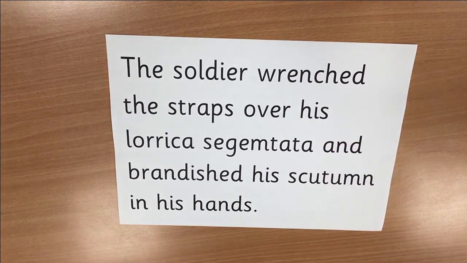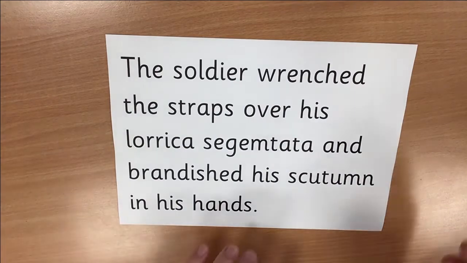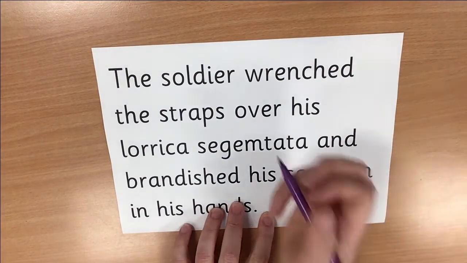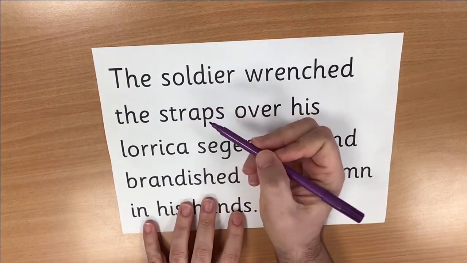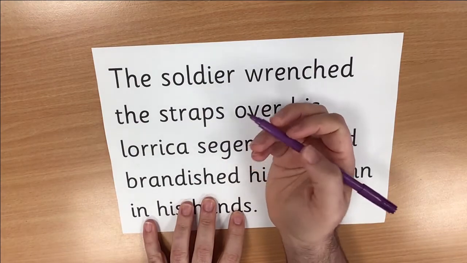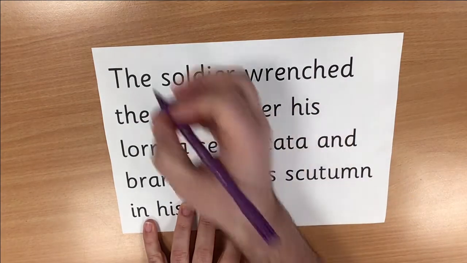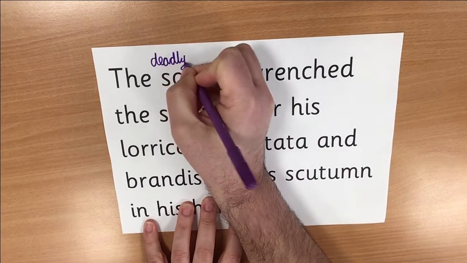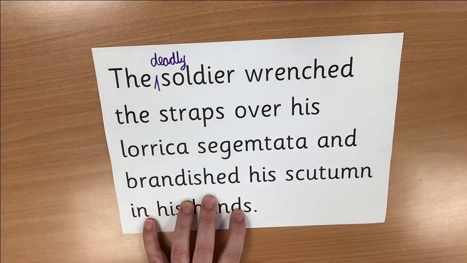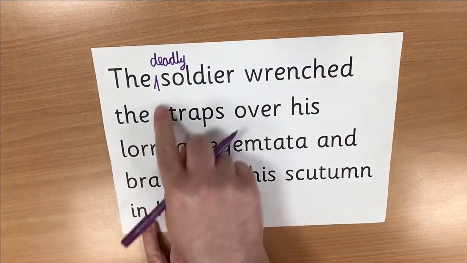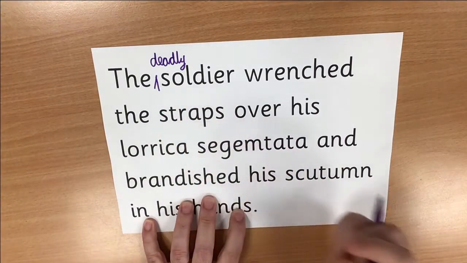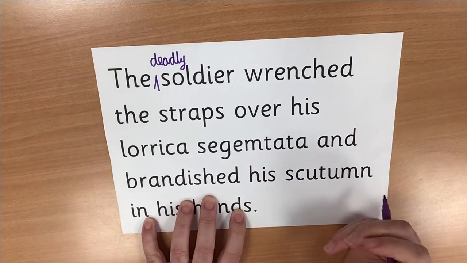But obviously, I want to make this a bit better. So let's think about some improvements I can make to make him sound a bit more brave in my sentence. So we've got the soldier here. I've got a lovely opportunity to put in an adjective to describe him. So I think to make him sound brave, I'm going to give him the word deadly. So he is a deadly soldier. Wrenched the straps. Now we've got straps here. This is part of his scutum, so it's part of a description for him, so I can make this a bit more interesting to sound a bit more like a big strong thing that he's carrying.